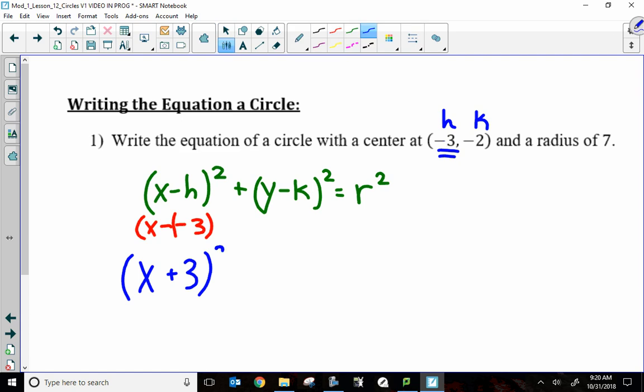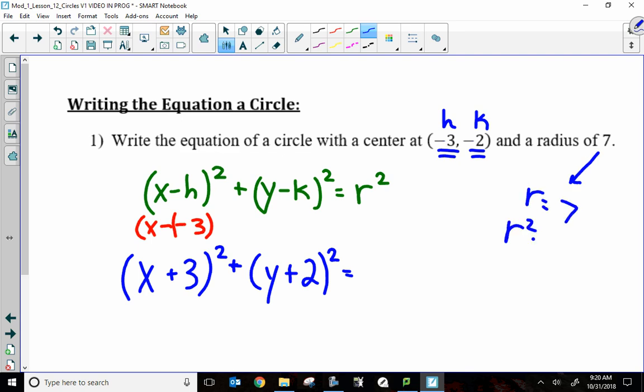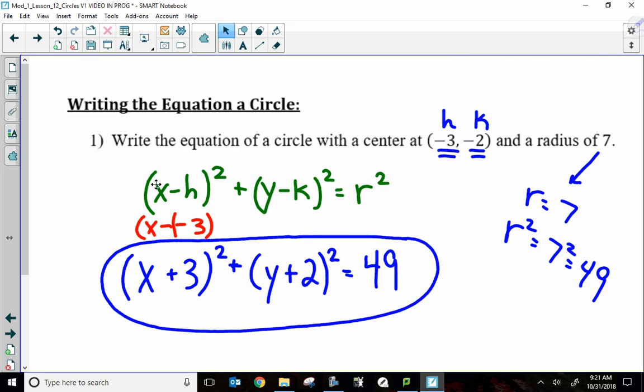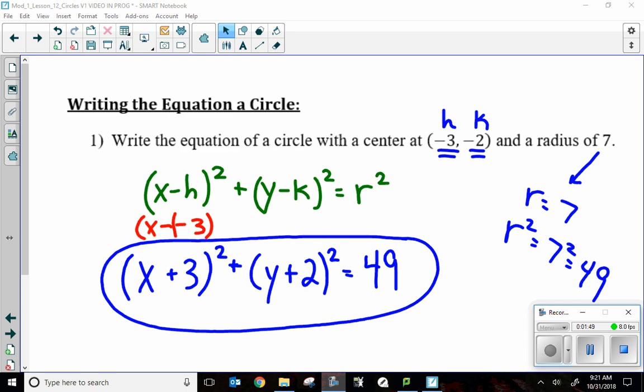So I have this quantity squared plus y. Okay, I'm going to flip the sign and make it plus 2 squared equals my radius squared. If my radius is 7, my radius squared is 7 squared, which is 49. And like I said, it doesn't get much easier than that. Love it when I ask us problems like that. Love it, love it, love it.